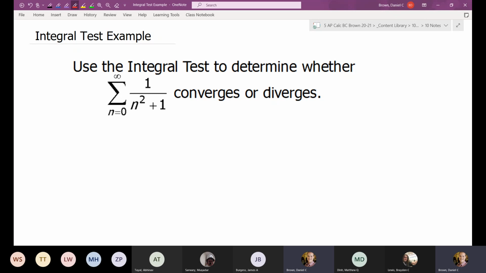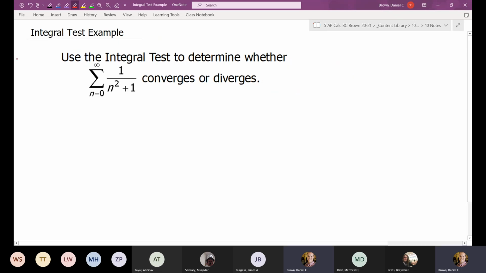Looking at this, I can quickly do the nth term test in my head. The limit of those terms as n goes to infinity is 0, so the nth term test tells me nothing. So I try something else. Well, it's not an exponential, so I can't use the geometric test. It's almost a p-series, but that plus 1 is throwing it off. So our only option right now is to try the integral test. Plus, it tells us to use the integral test, but that's the one we're going to try.